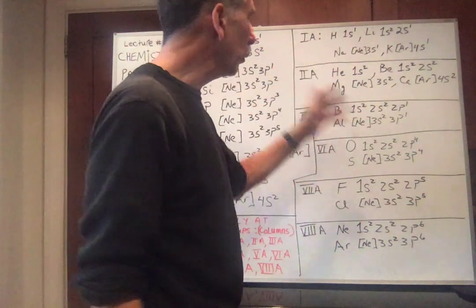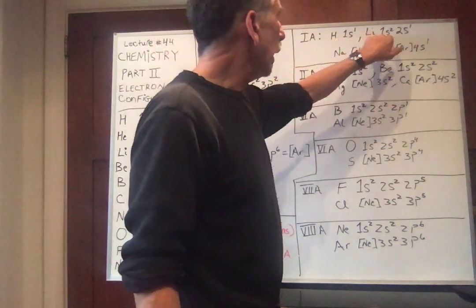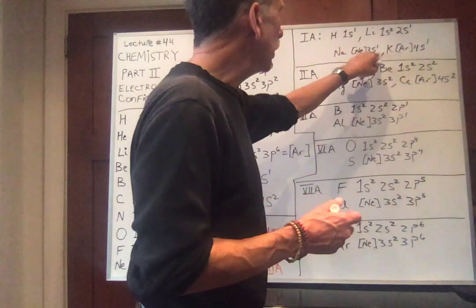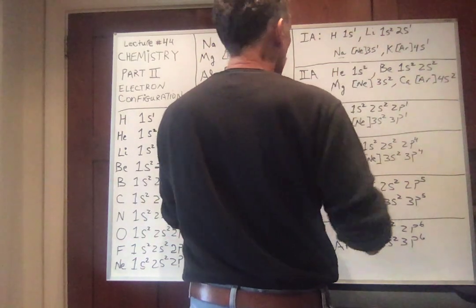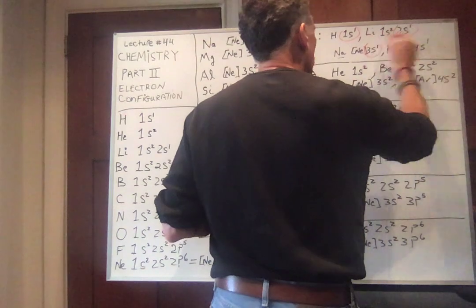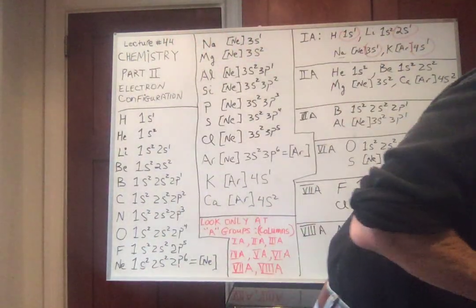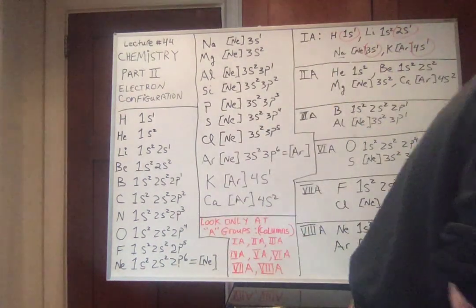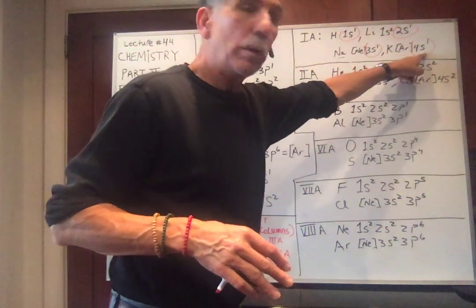If you look at 1A, what's in 1A? Well, you see hydrogen has 1s1. Lithium has 1s2, 2s1. Sodium has 3s1. Potassium has 4s1. Okay, so I'm going to circle this. 1s1, 2s1, 3s1, 4s1. You get the idea? So anything in group 1A has an s1.